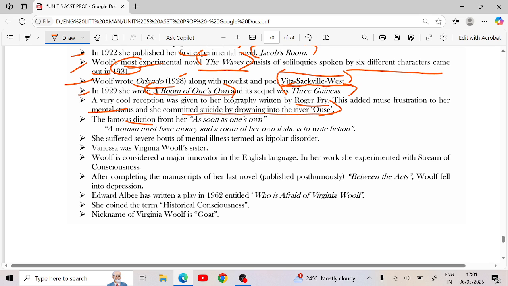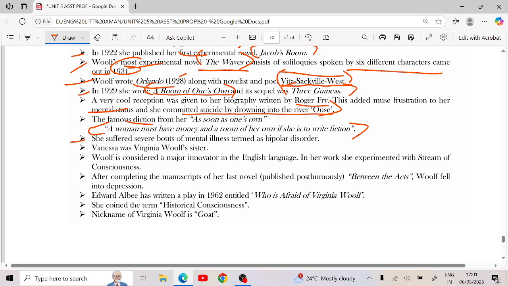The famous diction from her, A Room of One's Own, ये सबसे famous diction है इनका. A woman must have money. देखो ये लाइन आपको बहुत बार पूछी जा चुकी है UGC NET में. It is really a very important line. A woman must have money and a room of her own if she is to write fiction. Okay, so who said this line? So Virginia Woolf.